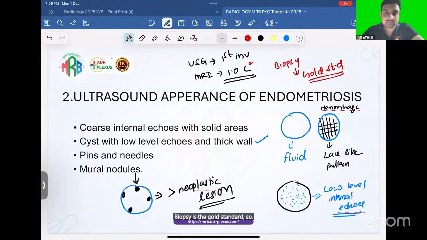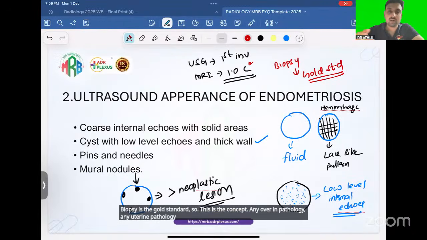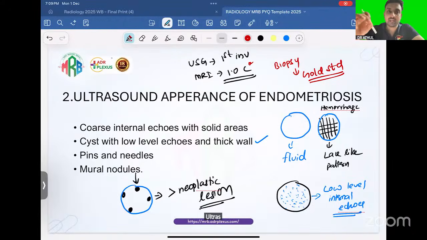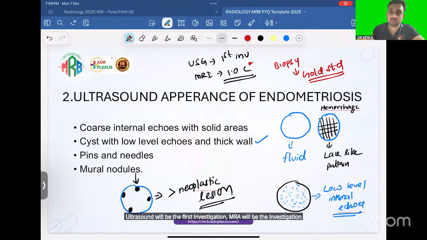So this is the concept. Any ovarian pathology, any uterine pathology, we will follow the same order. Ultrasound will be the first investigation, MRI will be the investigation of choice, and biopsy will be the gold standard.